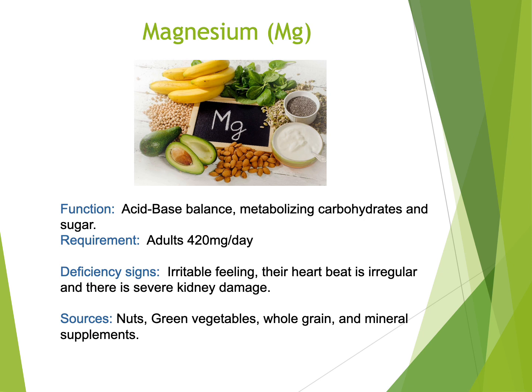Magnesium is another very important mineral that our body needs for many processes, including regulating muscle, nerve function, blood sugar levels, and blood pressure. Magnesium is directly related to diabetes, as you can see. So if you have a deficiency of the mineral that regulates blood sugar levels, you can have more chances of suffering from diabetes or insulin resistance. The requirements for adults are around 420 milligrams per day, and some of the good sources of magnesium are nuts, green vegetables, whole grains, and mineral supplements.